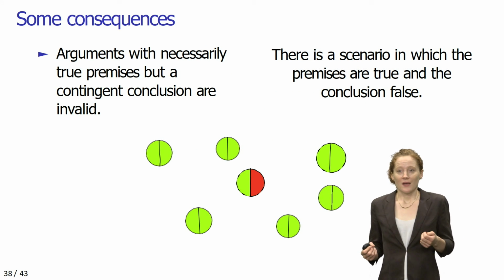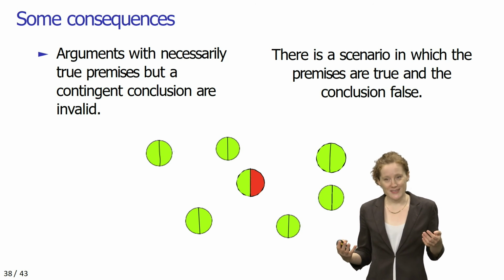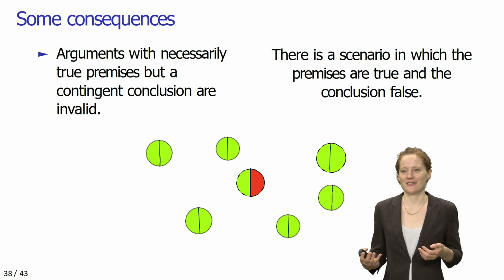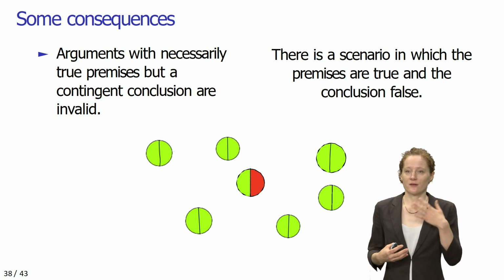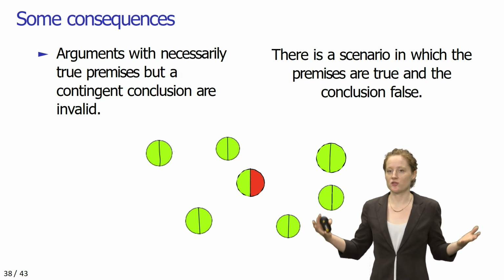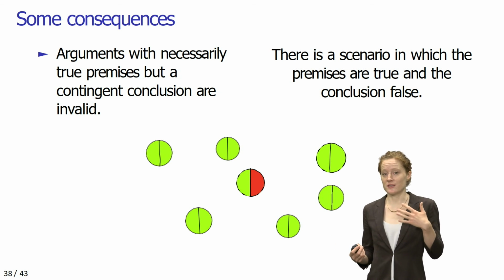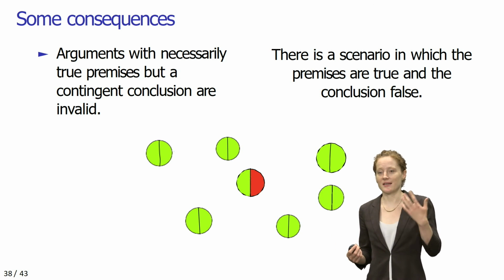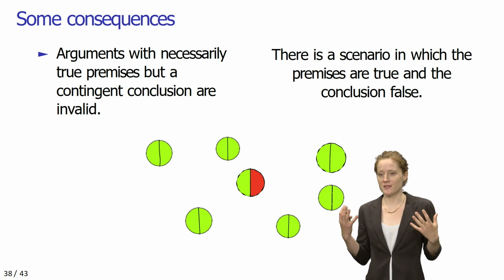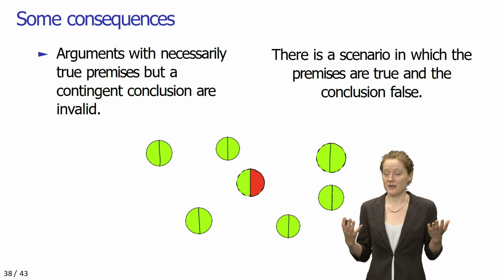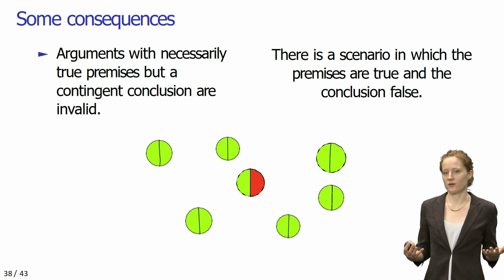Now, finally, arguments with necessarily true premises but a contingent conclusion are invalid. Why is that? Well, if the premises are necessarily true, that means that they are true in all possible scenarios. But if the conclusion is contingent, that means that there's at least one scenario in which the conclusion is false. And if we put these two facts together, that just entails that there must be a scenario in which the premises are true and the conclusion is false.